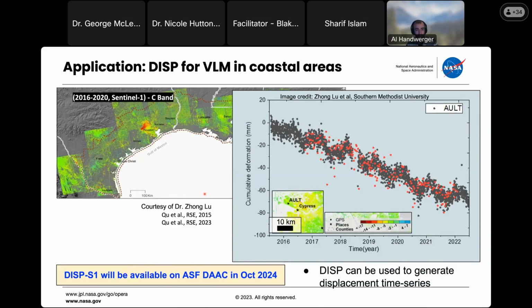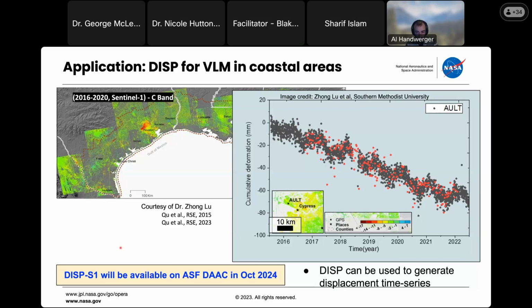Here's an example from the Houston area. On the left, you can see these are vertical land motion derived velocity maps, where red colors here correspond to areas of more rapid subsidence. And then on the right, you can actually see the time series component of this with the comparison. The red color shows the InSAR data and the gray shows GPS data. And you can see there's really good agreement between what the GPS is measuring and what the InSAR will show.